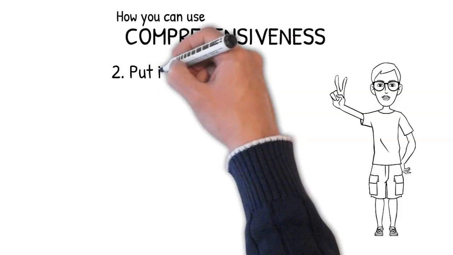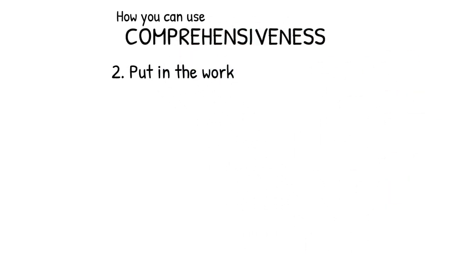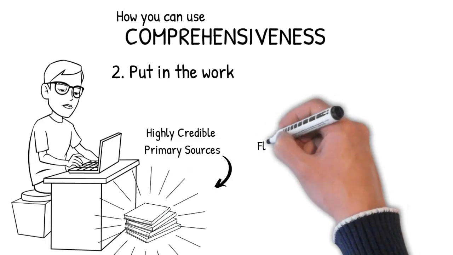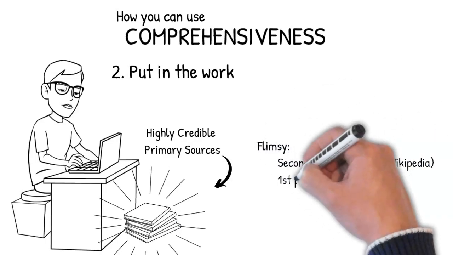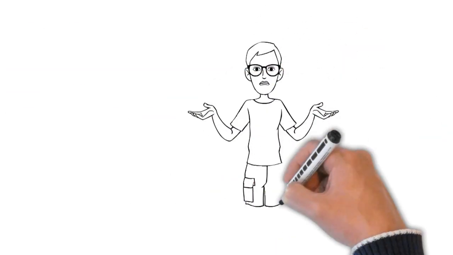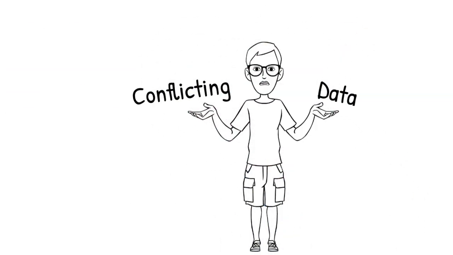Secondly, you have to put in the work. Use an array of credible primary sources to make sure that you get all of the relevant facts. Don't settle for secondary sources, the first few Google results, or your favorite news outlet. If two credible sources provide conflicting data, start digging.